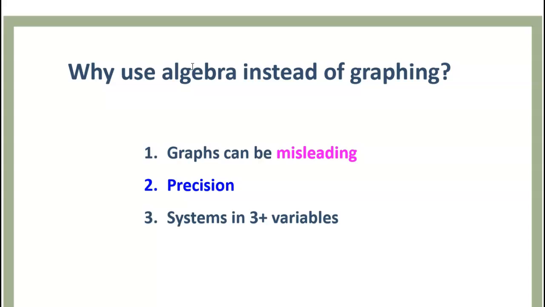But what if we have more than 3 variables? We could potentially have x, y, z, and w. We could have 4 variables in an equation. And then how would we graph that? We don't have a way to visualize that. So this is another reason why we might want to use algebra, because we actually can't graph some equations.